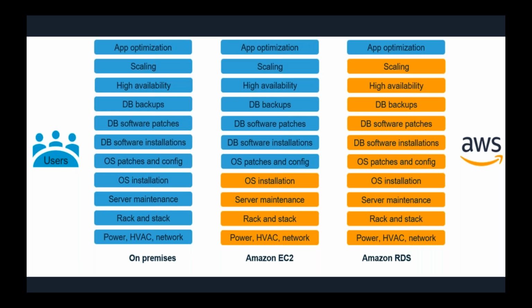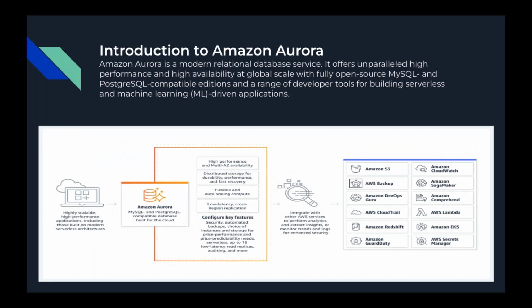So next, we will be looking into another database service that we have in AWS, which is Amazon Aurora. Amazon Aurora is yet another relational database service that combines the speed and availability of high-end commercial databases with the simplicity and cost effectiveness of open source databases. Aurora is fully compatible with two major database engines, that is MySQL and PostgreSQL. It allows existing applications and tools to run without requiring any modifications.